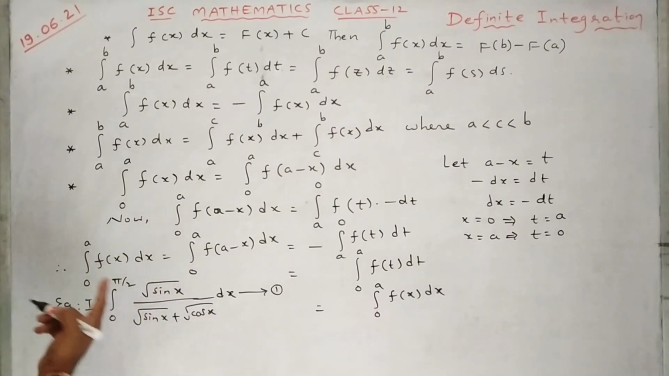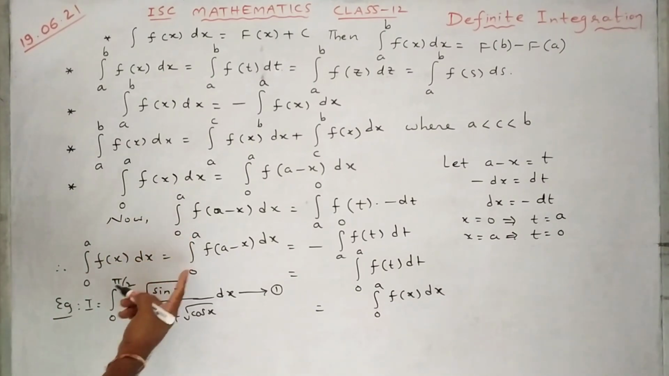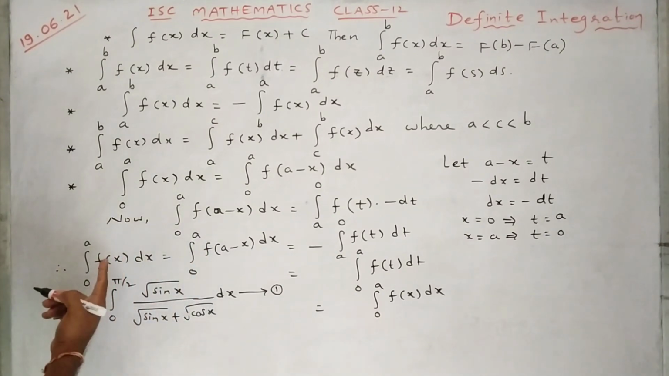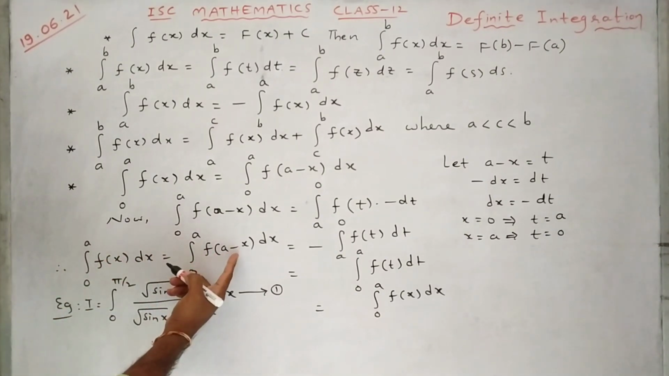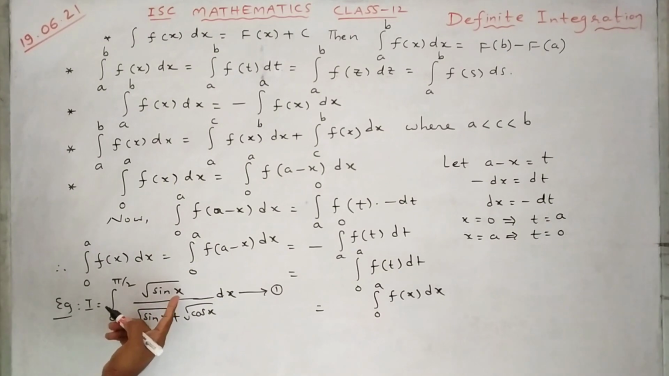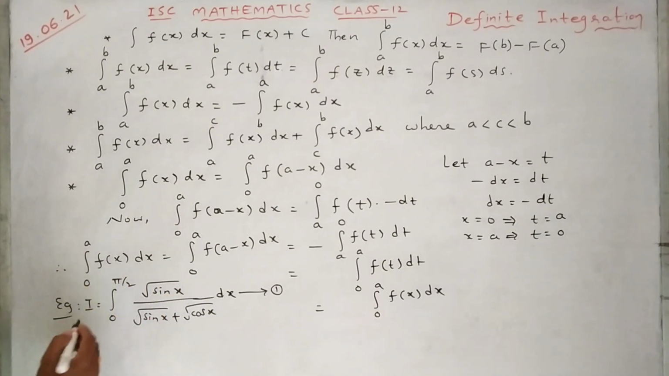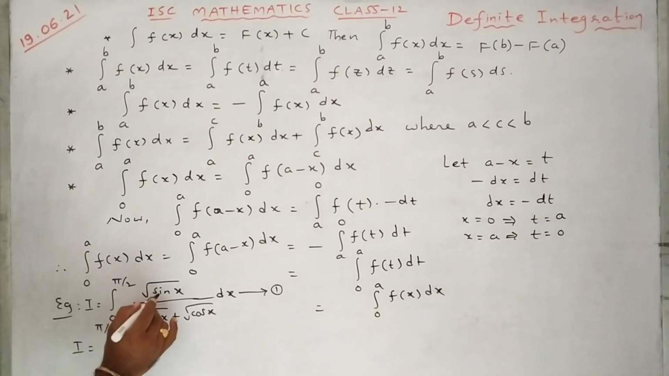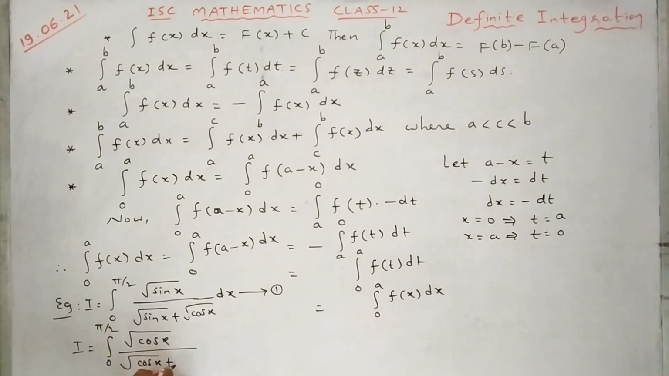Do you follow? Integral 0 to a f of, in the place of x we are writing a minus x, right? Here in the place of x we should write pi by 2 minus x. So I equal to integral 0 to pi by 2 of square root of sin of 90 minus x, which means cos x, and in the denominator this also will be cos x, and this will be sin x dx.